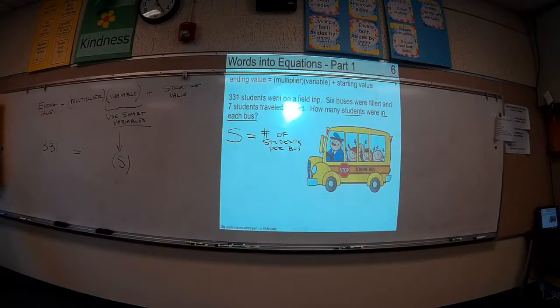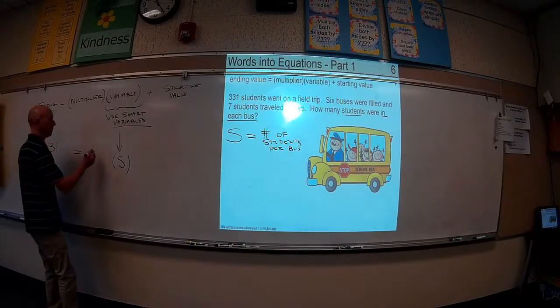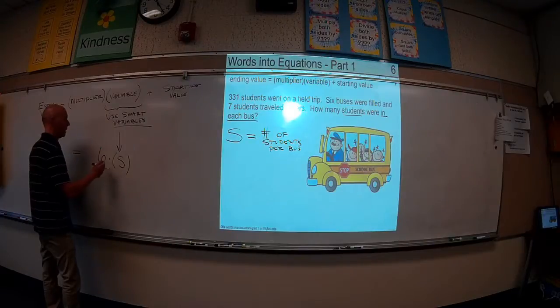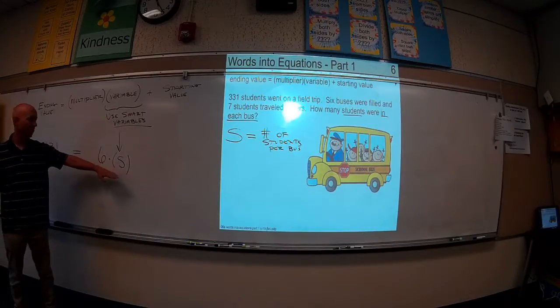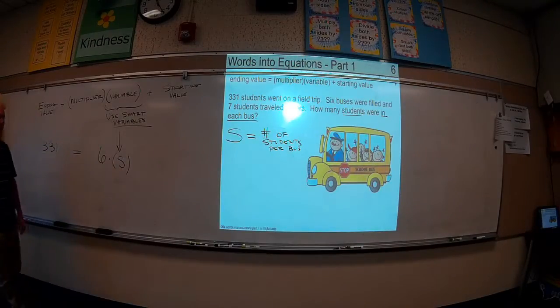Okay, Jackson? The multiplier would be 6. So 6 right here. So 6 times the number of students that are on a bus. So what if there are 10 kids on a bus? How many kids are going on buses? 660. What if there are 20? 120. Yeah, that's right. Okay, cool. And we need a starting value.